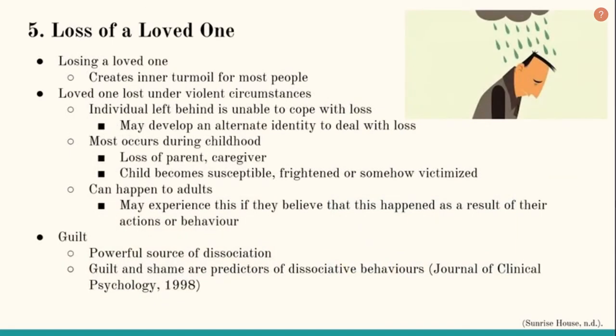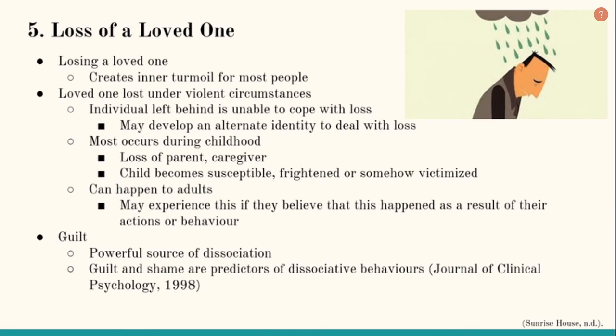The fifth possible cause is loss of a loved one. This is a very specific type of trauma that would create an inner turmoil for anyone. It is difficult for everyone to handle the loss of someone close to them, but in situations such as loss due to violence or inability to cope, the escalation of that grief may lead a person to dissociate and possibly develop one or more alternate identities to deal with the loss.